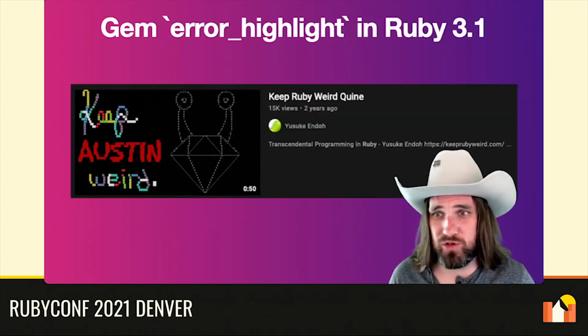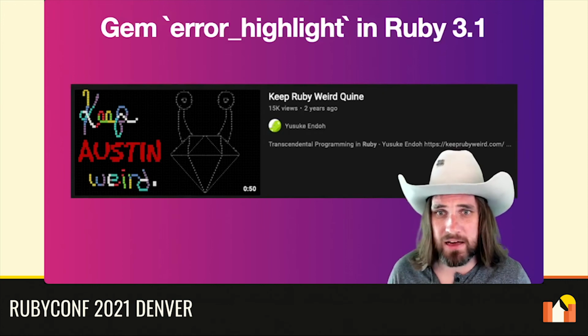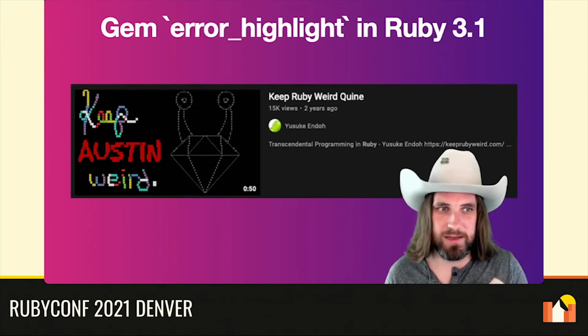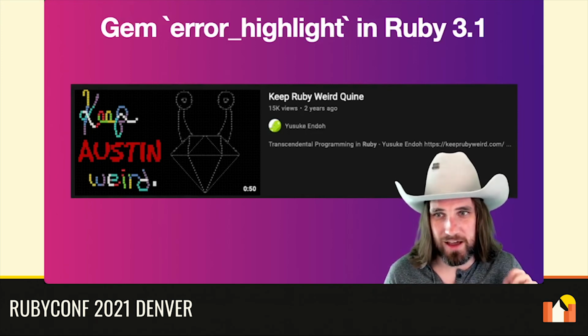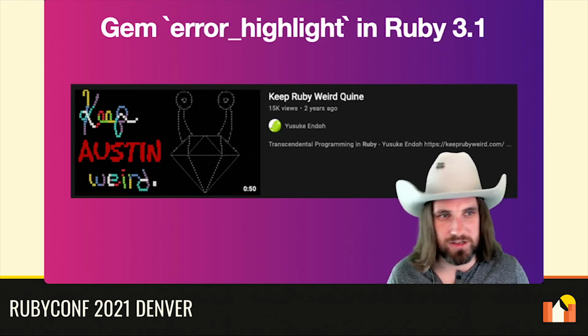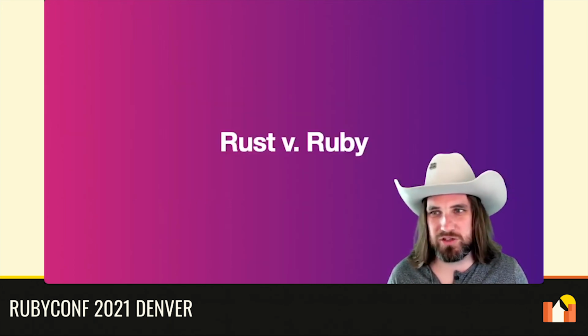The error highlight gem was created by Yusuke, who goes by Mame on GitHub, and gave an amazing talk at a conference I used to run called Keep Ruby Weird. I recommend checking it out. Yusuke does some awesome stuff with Quines and made one especially for the conference as well. So that was pretty sweet.